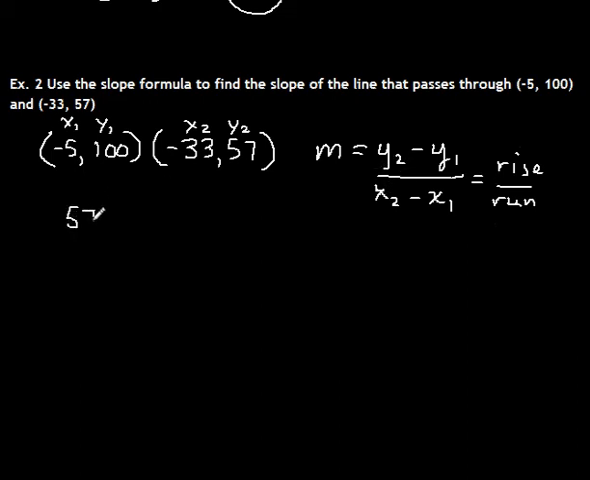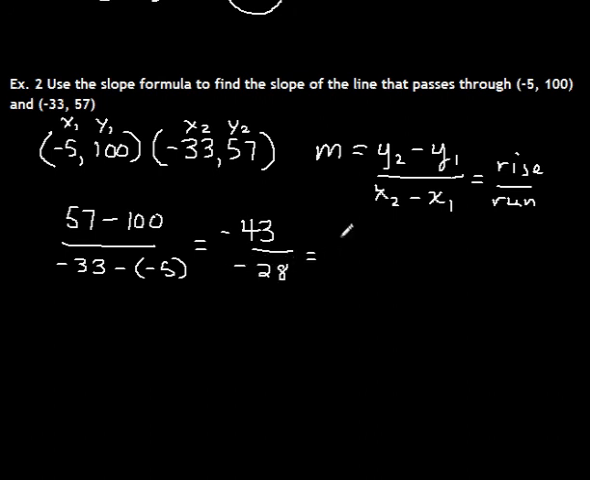57 minus 100 all over -33 minus -5. Plug those into your calculator, and you get negative 43 over negative 28, which would just be 43 over 28. And that's your final answer. So that's all there is for lesson 87.